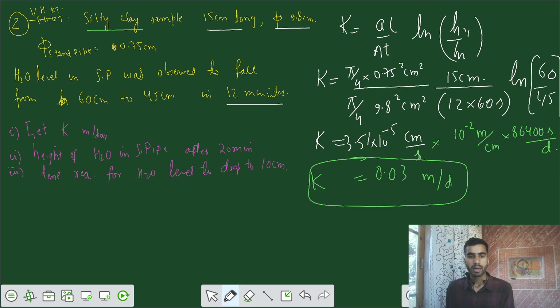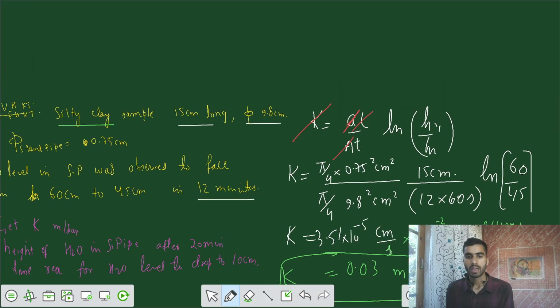Now for calculating all of the other data, we would say the parameters that are going to remain fixed. Permeability is not going to change. The area of the standpipe is not going to change. The length of the sample is not going to change. The area of the soil sample is not going to change. Only the parameters that are varying matter.